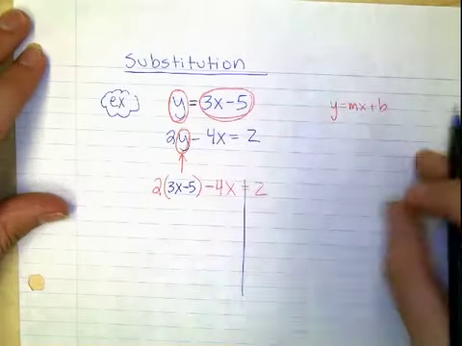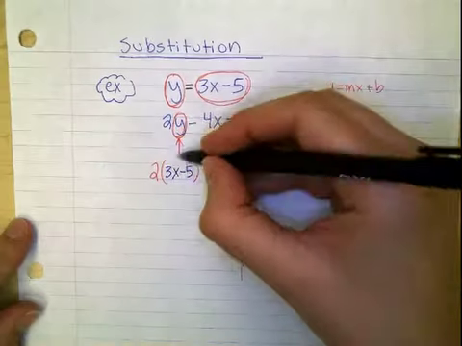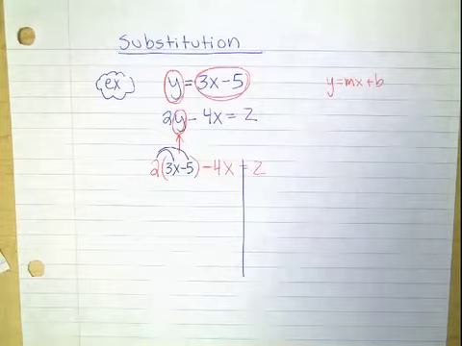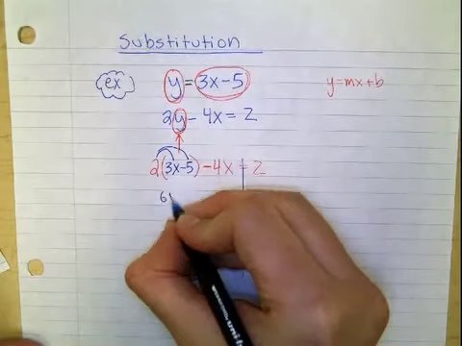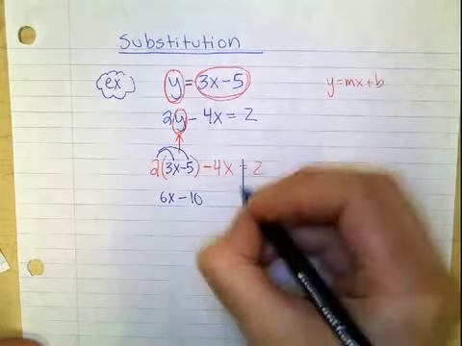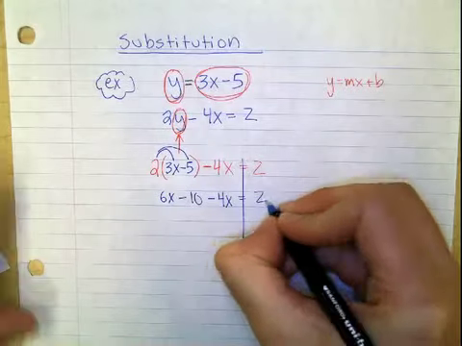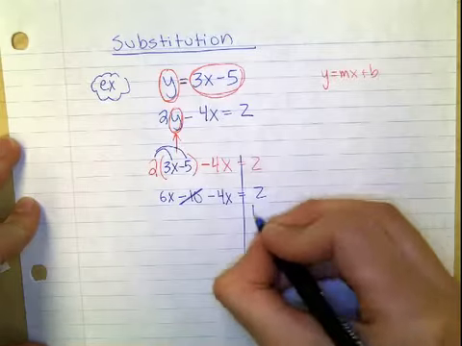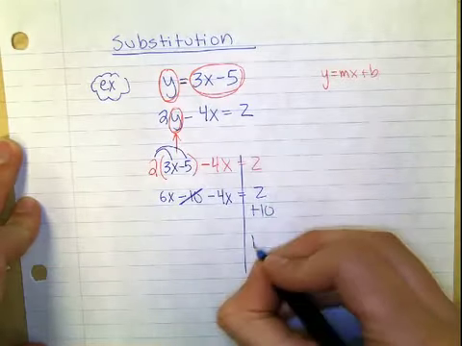And then if you're asked to solve this thing, we can do that. The first step is always to do the parentheses. We're going to do 2 times 3 and 2 times 5. Use our distributive property. 2 times 3 is 6x, minus 2 times 5 is 10. And then copy the rest of this, minus 4x equals 2. How about we add the 10 over, plus 10. Flip it over to a positive. 2 plus 10 is 12.